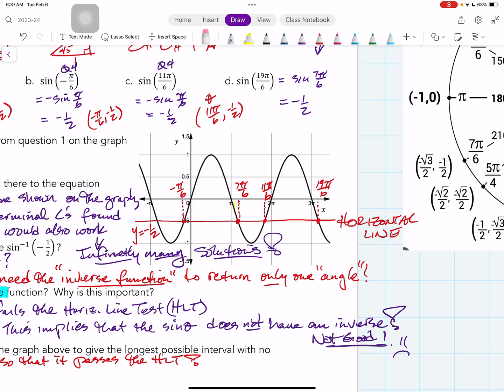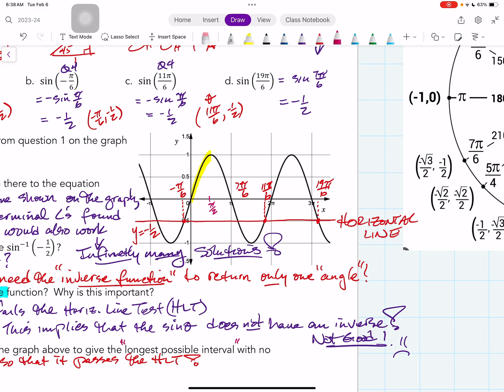Well, let me see. How about from 0 to pi halves? How about this one right here? That would work, okay? Pi halves is right here. That would work, but it doesn't say the shortest possible. It says the longest possible interval. Longest, not shortest. So is there another part of the sine curve that we could look at so that it passes the horizontal line test?